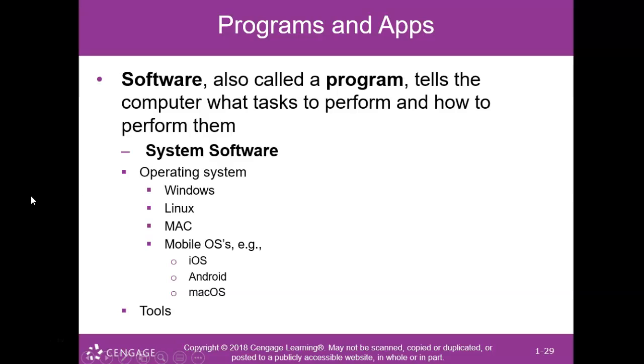Then we want to take a look at now getting back to the programs and apps. This has more to do, when we started today's discussion, we talked about inputs, processing, outputs. This has a lot to do with that centerpiece, that processing piece, right? So we use software, also called a program, to tell a computer what tasks to perform. And there are various levels of software to be concerned about. One is the operating system itself.